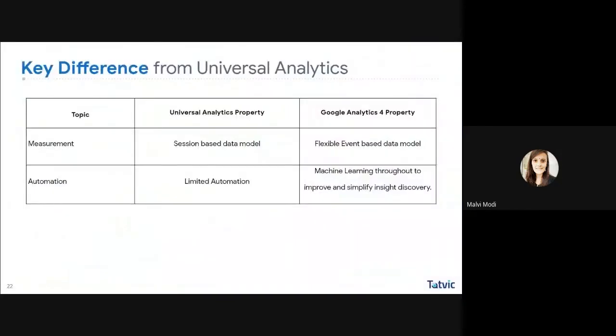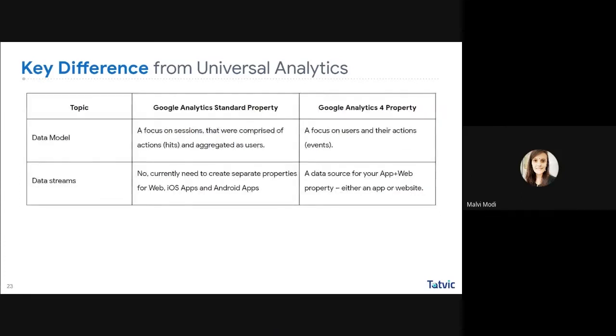So looking at these topics, first let's discuss measurement and automation. UA gives you measurement on a session-based data model. GA4 has a flexible event-based data model, and it has a pinch of machine learning, which helps you improve and simplify insight discovery. There are a lot of key differences that we'll go through, which are data model and data streams. GA4 will have a focus on users and their actions, which we just discussed, and a UA standard property had a focus on sessions that were comprised of actions, and they aggregated them as users.